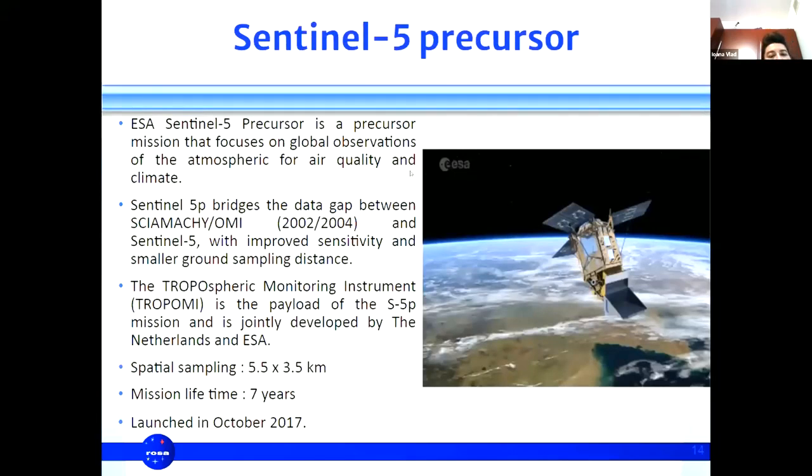Some general facts about 5P: it is a precursor mission, focused on global observation of the atmosphere for air quality and climate, bridging the gap between the instruments SCIAMACHY and OMI and the 5P, with improved sensitivity and smaller ground sampling distance. The TROPOMI instrument is developed by the Netherlands Space Agency and ESA, with a mission lifetime of 7 years. It was launched in October 2017.